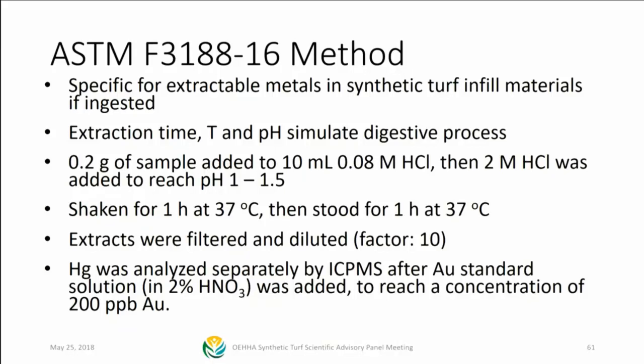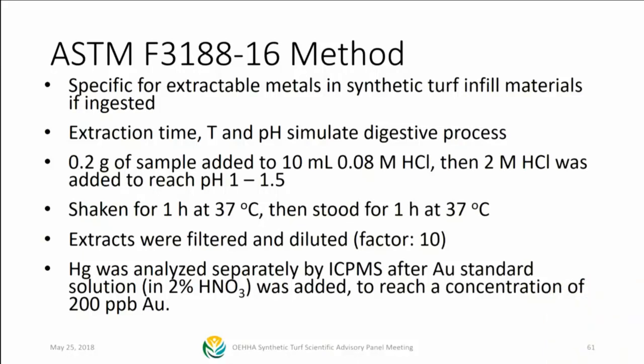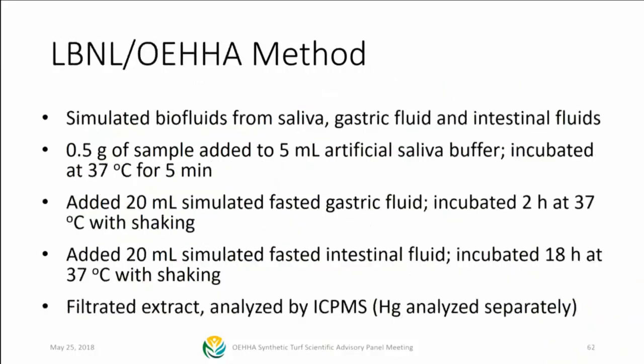37 Celsius, and then holding for another hour at the same temperature before extracting and filtering. The dilution factor here is lower, only 10, because as we will see next, concentrations are lower in this method. Also in this case, mercury, for the reasons mentioned before, had to be treated separately, with a gold salt in nitric acid just to preserve the mercury before analysis.